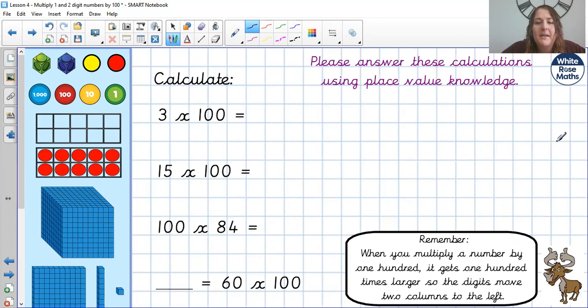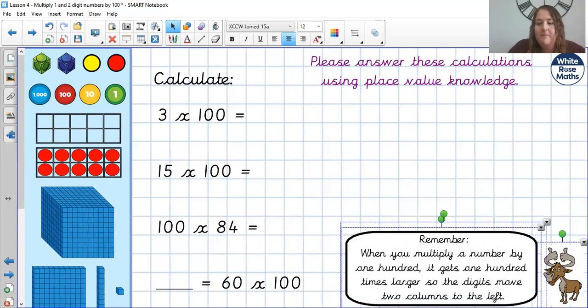Okay, I should have just reminded you before you went that when you multiply a number, so down there you've got Colin, when you multiply a number by 100, it gets 100 times bigger, so it goes 2 to the left. I'm sure you've remembered that anyway from our examples.